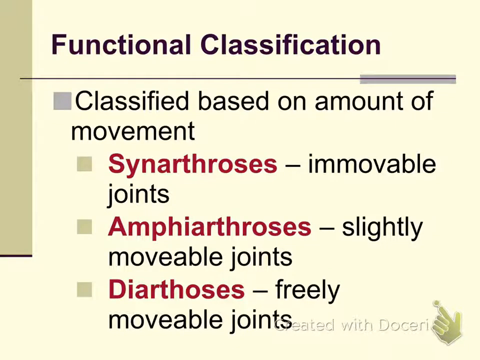The first is the functional classification, which means that they are classified according to how much movement there is in a joint. So synarthrosis, or synarthroses, which is plural, are joints that have no movement whatsoever. Amphiarthroses are joints that have slight movement, or a little bit of movement. And then diarthroses are joints that have an unlimited amount of movement.